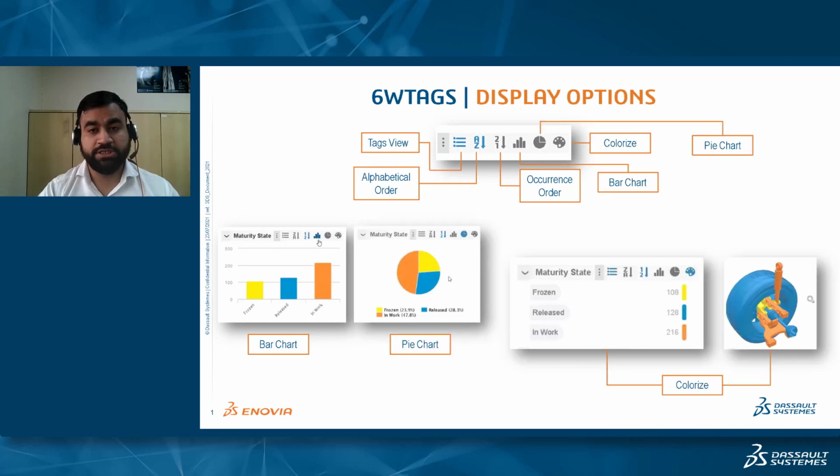And the last option is to colorize, which means 6WTags within the category are colorized and the same color is also applied on the 3D geometry for better visualization. So together, these display options can be used to not only reorganize, arrange and sort the 6WTags within the category, but also graphically visualize them in order to take further decisions while filtering the data.